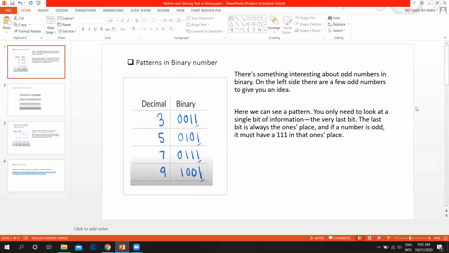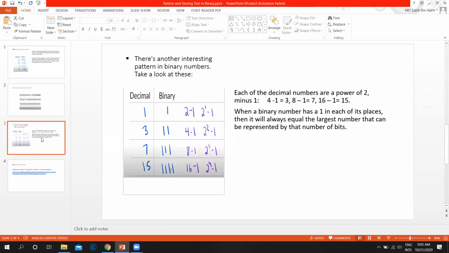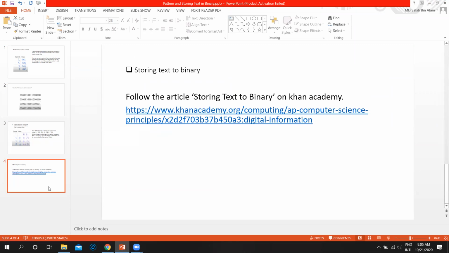Okay, today we will discuss an interesting topic. We will look for some patterns in the binary number system. It will make it easier for us to understand binary numbers clearly. You will see some interesting patterns, and also how text is converted or stored in the binary number system.